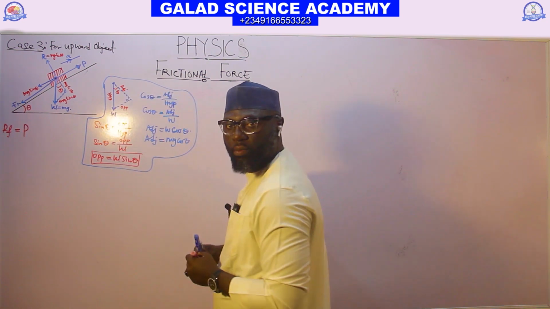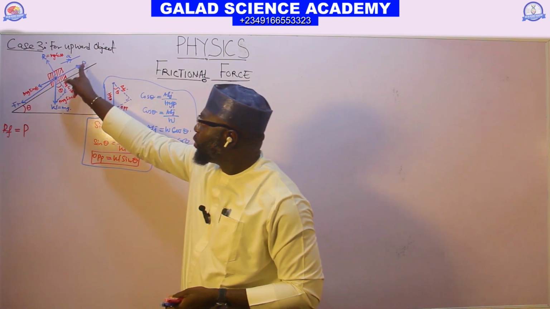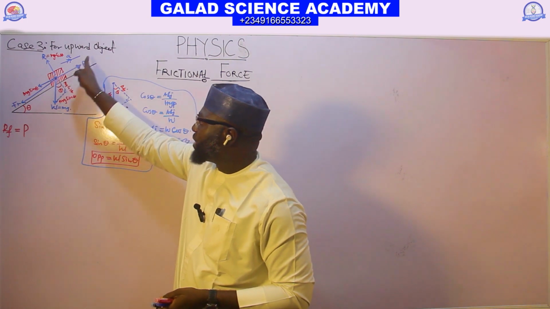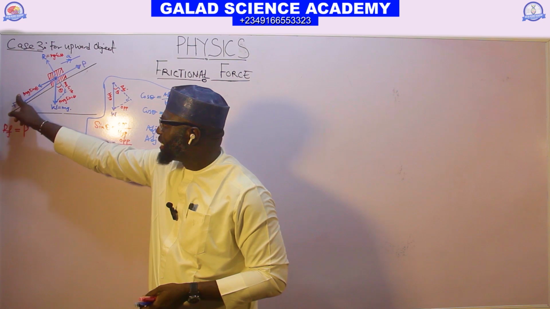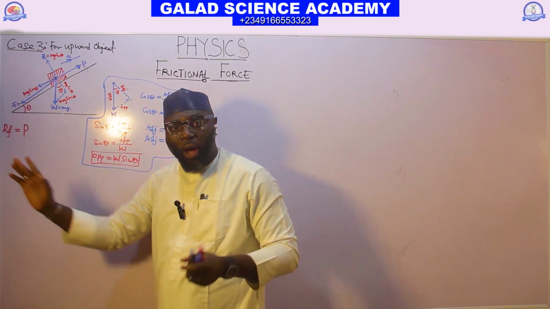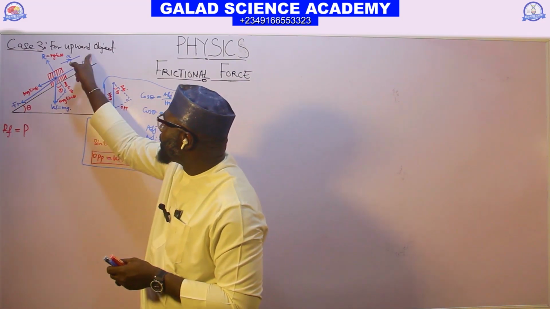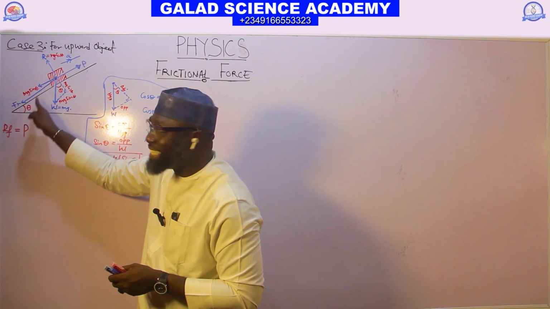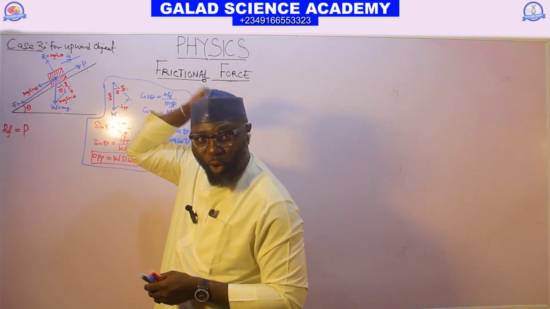Be careful. We have the applied force moving like this. Mg sine theta and the frictional force are not in the same direction. You are now asked to find the resultant force. So the applied force is greater than the sum of these two.